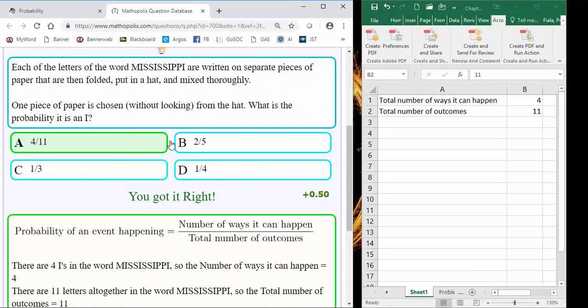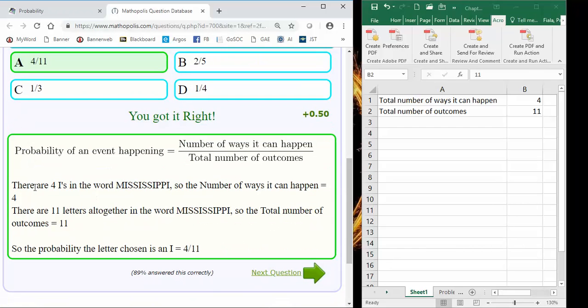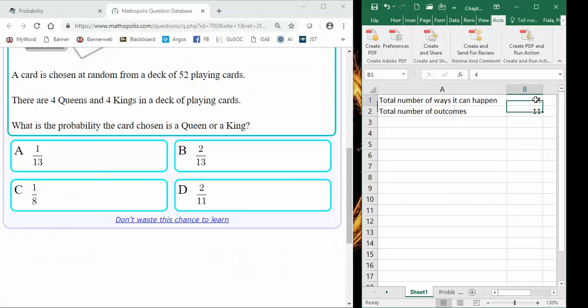Why did I think that? Because the other numbers would have to be, if they had divided this, they wouldn't be integers. So for letter I's, 4 out of 11 total. Okay, next.